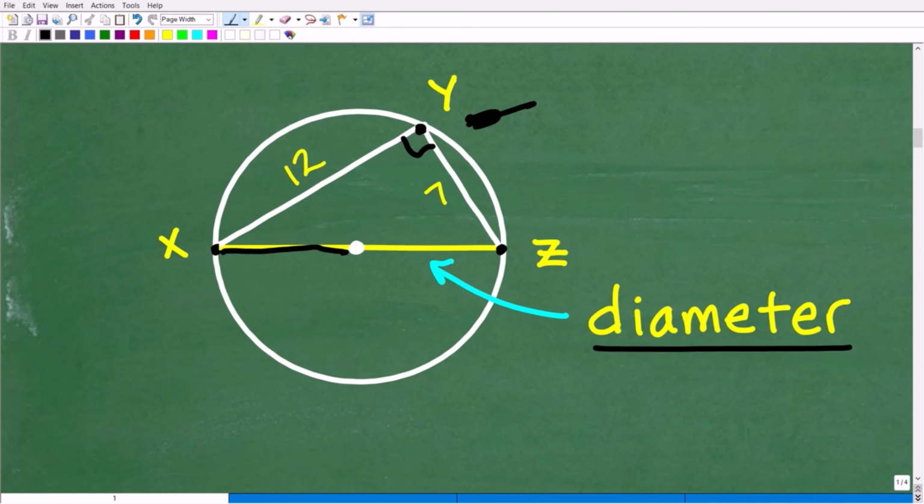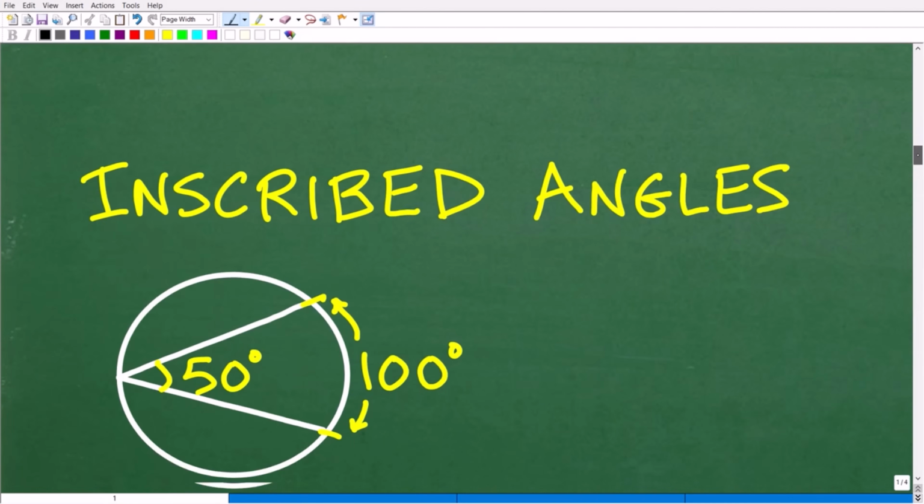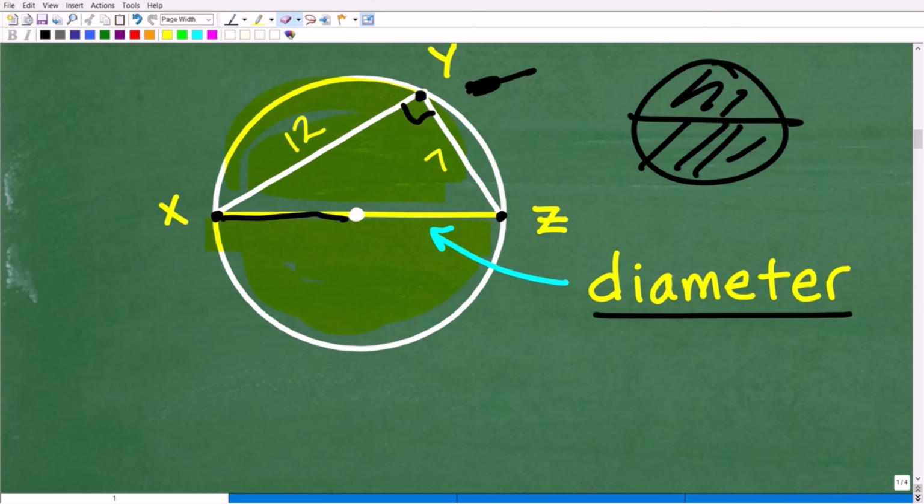The diameter is basically chopping this circle in two. So in other words, this is like a semicircle, and this is like another semicircle, right? Two semicircles make a complete circle. So a diameter of a circle will obviously create two semicircles, and that's going to be important. You're going to see why in just one second, because really what we're talking about here is something called inscribed angles.